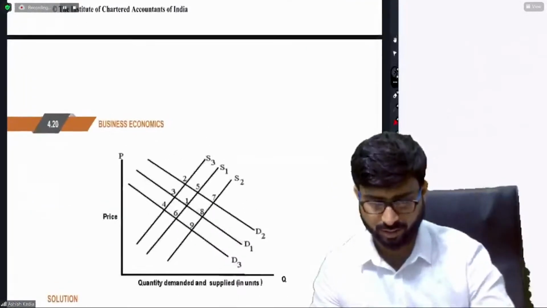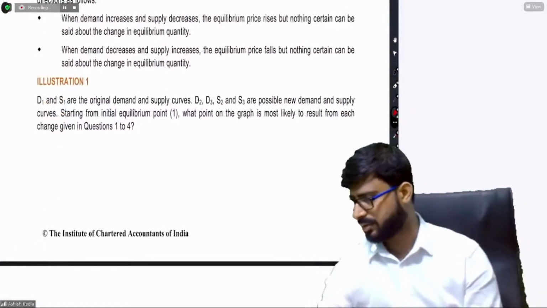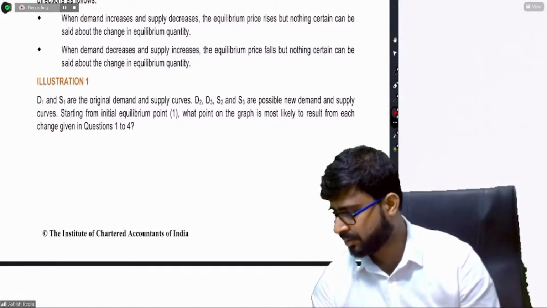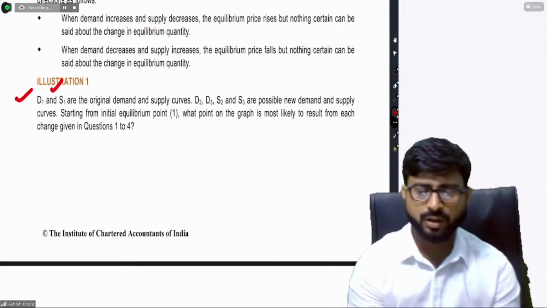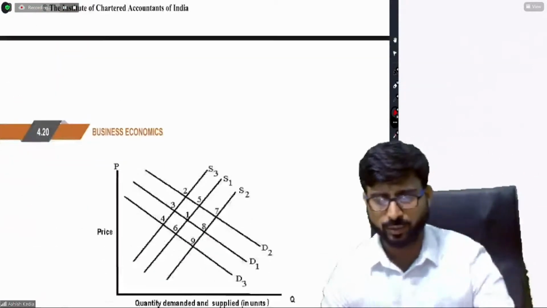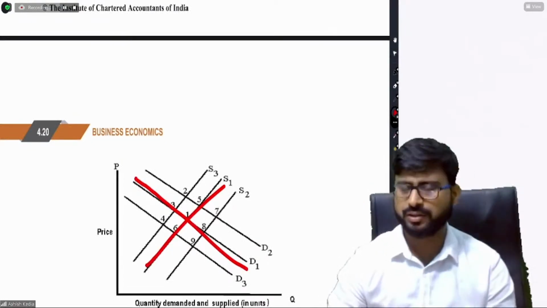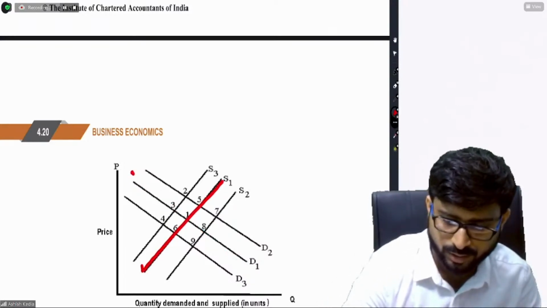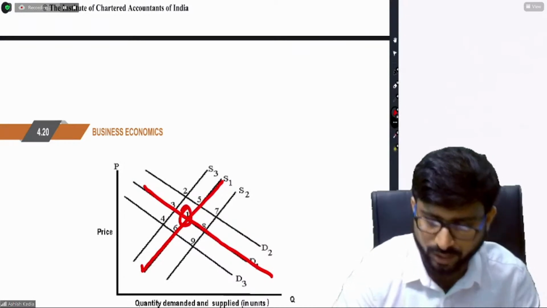Yes, here it is. So let's study this. Now see, D1 and S1 are original demand and supply. They have given D1 and S1 as the original. They will always mention the original. So everybody, the original equilibrium is at 1.